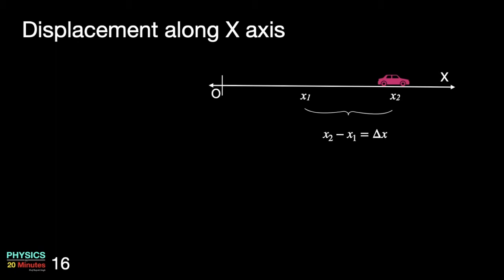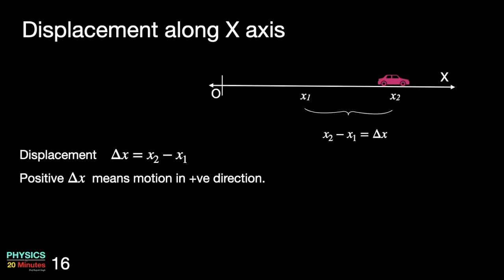Here, delta x does not mean delta into x. Delta x means a small change in x. Capital delta is a Greek alphabet. So, the displacement delta x is given as x2 minus x1. Positive delta x means the motion is in the positive direction. Negative delta x means the motion is in the negative direction.